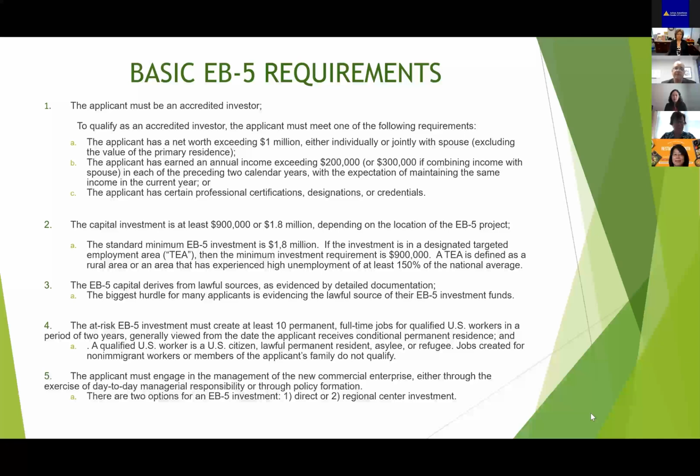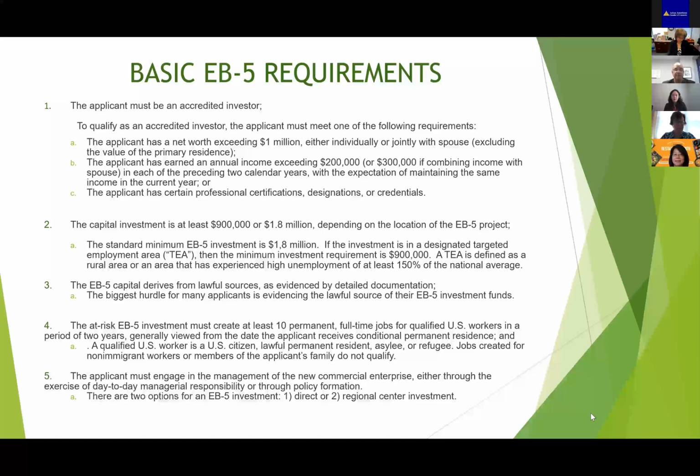You also have to have earned income of $200,000, or $300,000 combining the wife's income, or spouse's income, in the preceding 2 calendar years. And this has to be proven as part of your application. We have to prove that these conditions exist. The capital investment must be at least $900,000 or $1.8 million, depending on the location of the EB-5 project. So the standard minimum is $1.8 million.